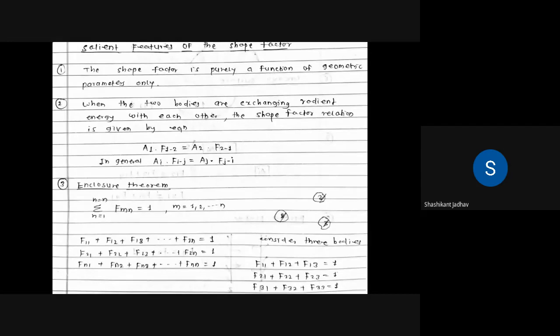We have already seen the reciprocity theorem. By using that we write the equation a1 f1 to 2 is equal to a2 into f2 to 1. Or in general, how to write this equation: ai into fi to j is equal to aj into fj to i. Okay, so all of you write down this second salient feature.